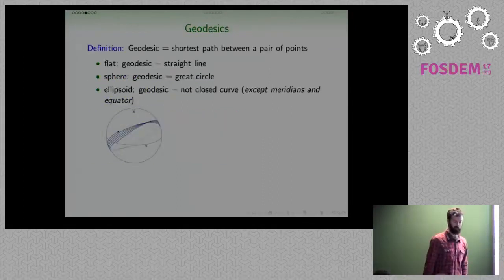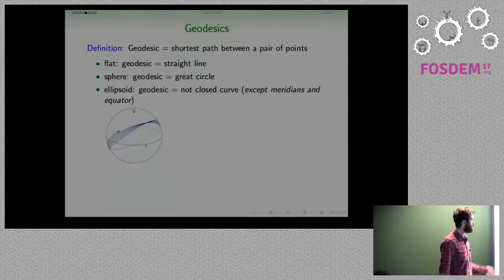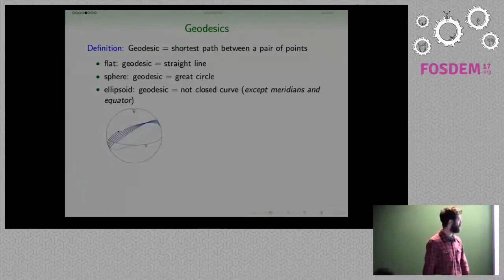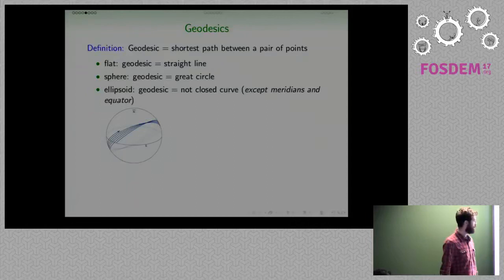Okay, so the basic objects in our study are geodesics, which are the shortest paths between two points. In the flat case, a geodesic is just a straight line. In the sphere, it's a great circle. So you take the sphere and you intersect it by a plane that passes through the center, and you have a great circle. And in the ellipsoid, the geodesic is not a closed curve. So this increases the complexity a bit.